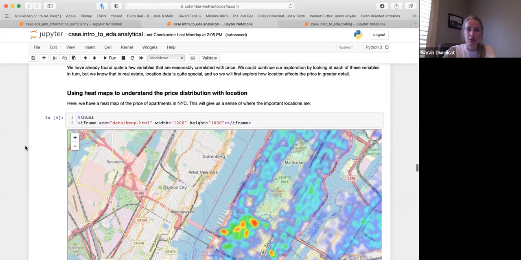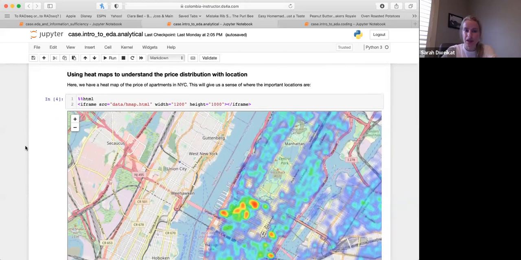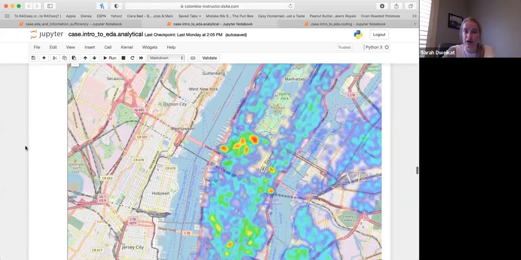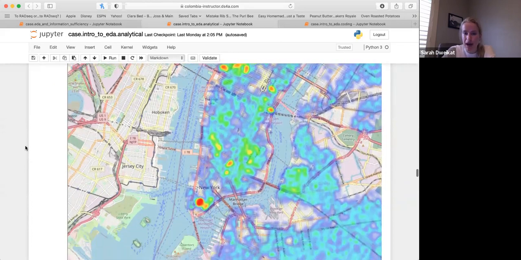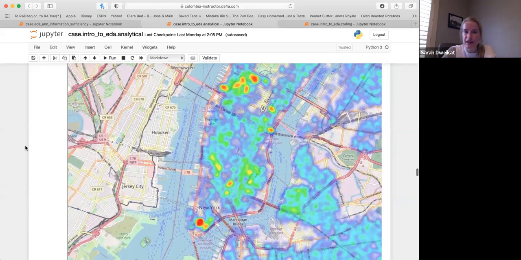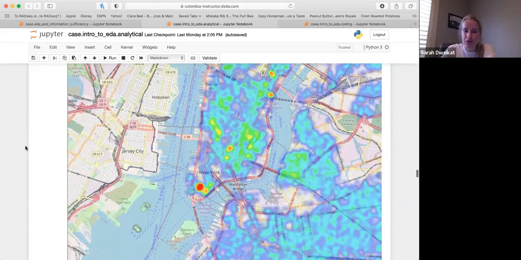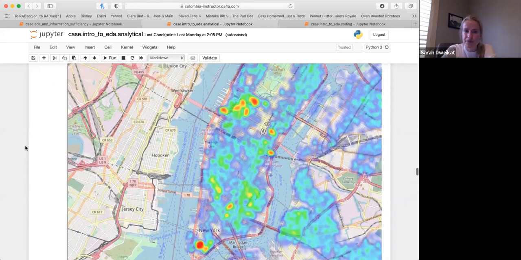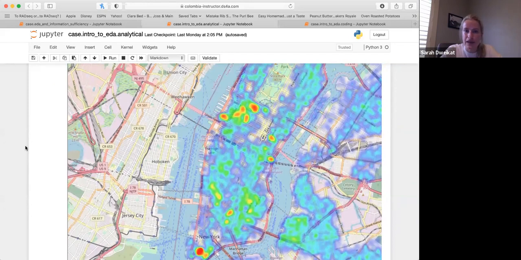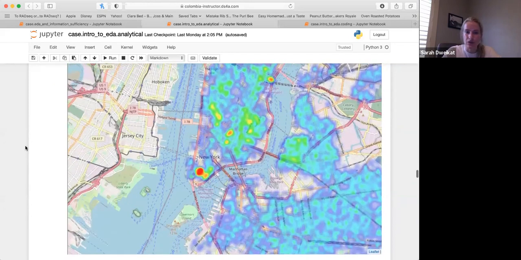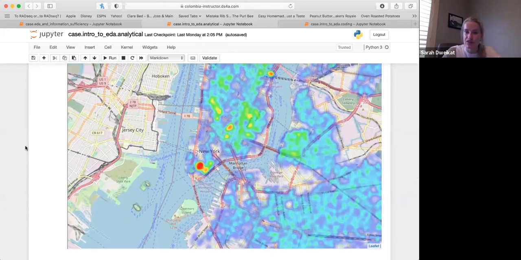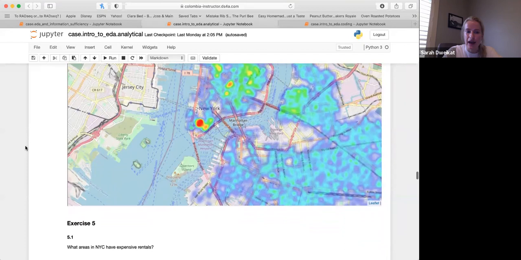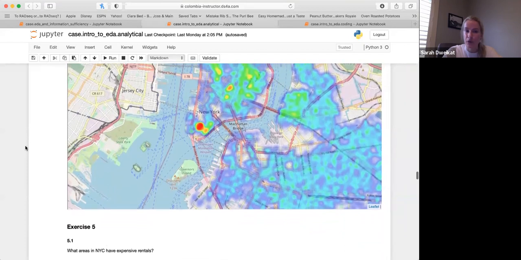One thing that we can do is make a heat map of the price of apartments or rentals in New York City. This will give us a sense of where important locations are. So this is our heat map that we've made. It gives us a hint as to where we're seeing higher prices. It's helpful in terms of getting a really cool visualization that can show the distribution for where you are and price.